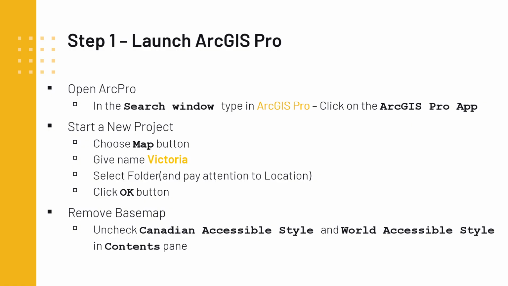Next, because we're working on cartography, we're going to remove the existing base map. So to do this, you're going to uncheck the Canadian accessible style and the world accessible style in the contents pane on the left side.